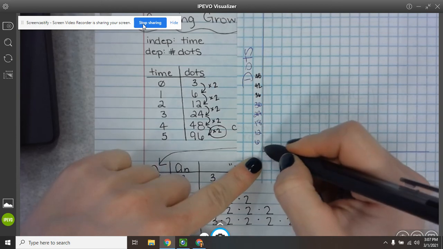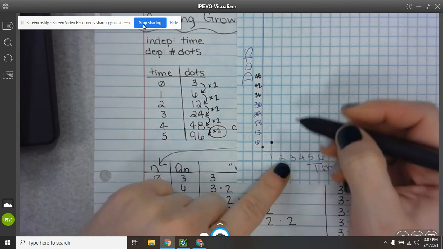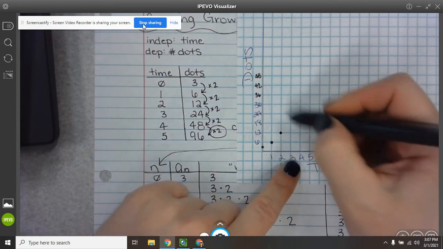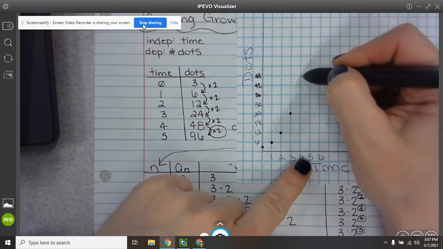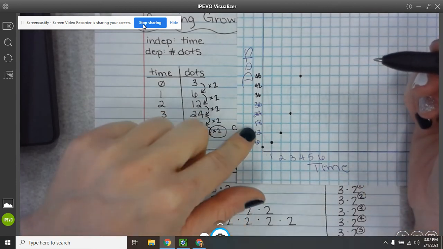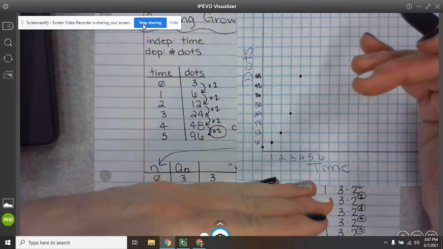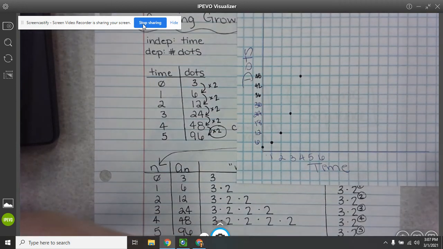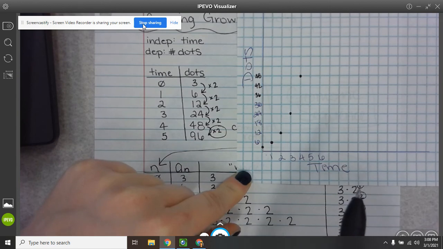All right. So times 0 is at 3 dots. Times 1 is at 6. Times 2 is at 12. Times 3 is at 24. Times 4 is at 48. All right. Now, yes, my Y scale, I counted by sixes just so I could get it into this picture. Since this is a sequence, I'm not going to connect the dots because remember, there's nothing happening in between each time value of each minute.